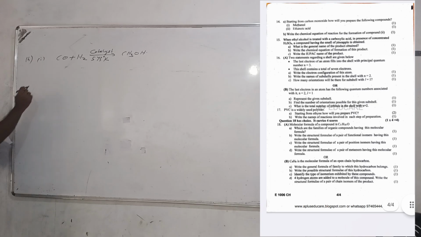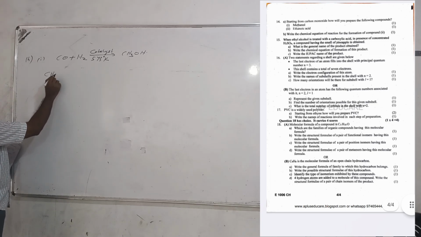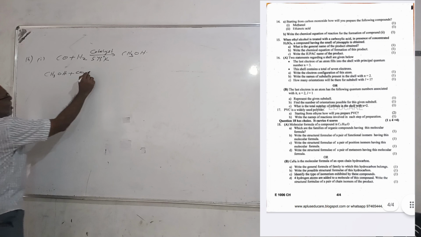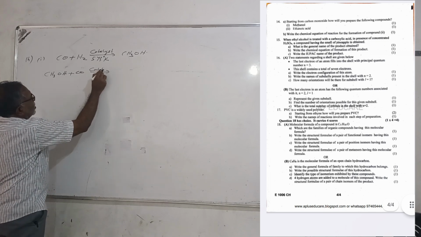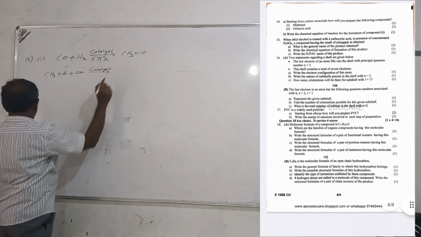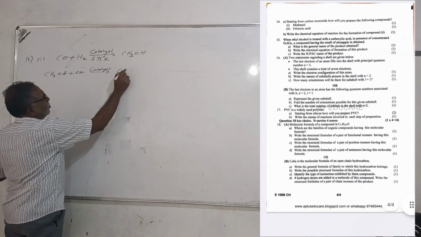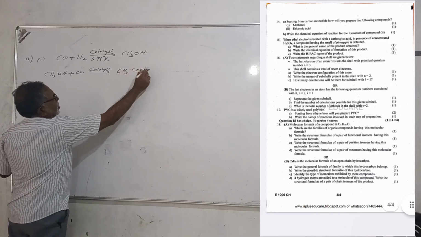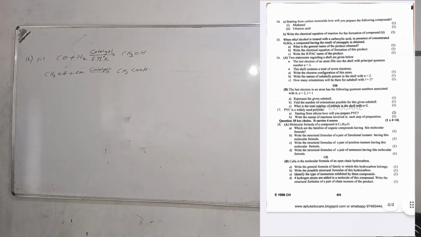When methanol is treated with carbon monoxide, CH3OH plus carbon monoxide in presence of a catalyst, you will get ethanoic acid. So, carbon monoxide with hydrogen in presence of a catalyst at 573 Kelvin gives methanol, and methanol with carbon monoxide in presence of a catalyst gives ethanoic acid. Write the chemical equations of the reactions. Okay, now the 15th question.